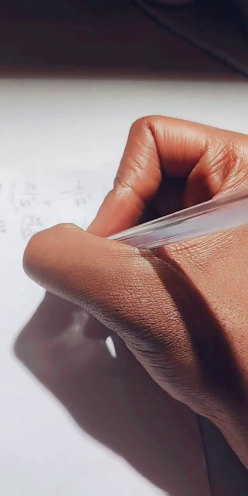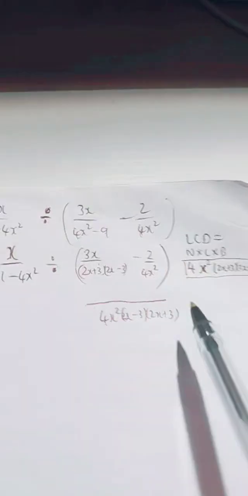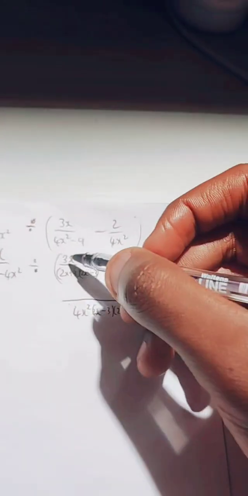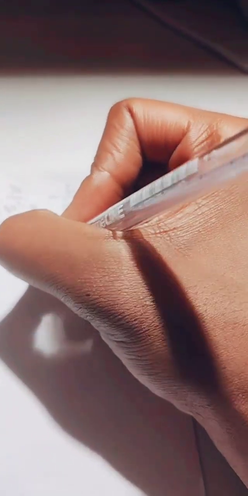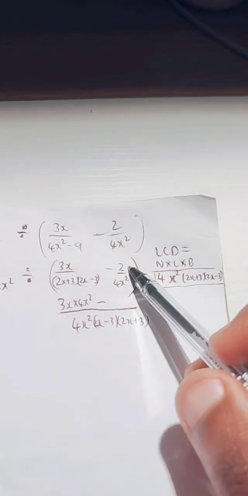So what I'm going to do is write one common LCD, because I know I'm going to multiply the denominator by what is missing. What's missing here is 4x squared, which means I'm going to multiply 3x with 4x squared, the missing thing as well. All right, let's move on to negative 2.